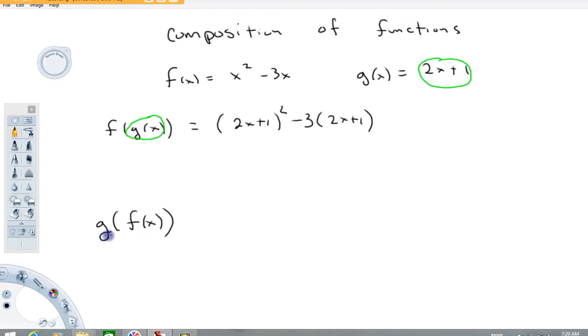This animal now, g of f of x, means that in the place for x, which is like here, we're going to put this function. So here's what that's going to look like. Again, taking this function and subbing it into x for this function. So that's going to be 2 times x squared minus 3x, right? And then plus 1.